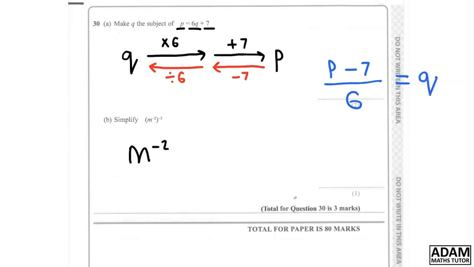M to the power of negative 2 to the power of negative 3. Using the power of a power rule, I can multiply these together, which would be m to the power of 6.